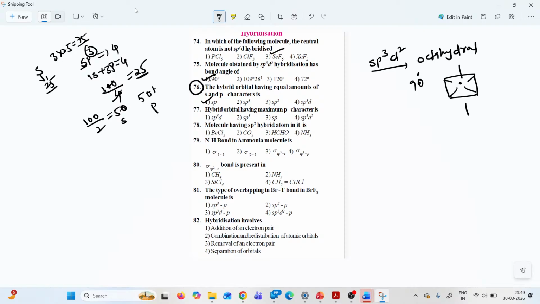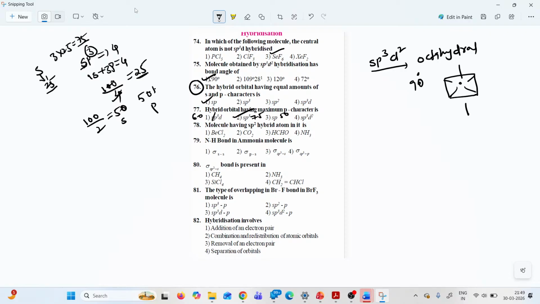Next one. Hybrid orbitals having maximum p character. In sp3d hybridization, how many orbitals are there? 1, 3, 1, so 5 orbitals. 100 divided by 5 means each orbital gets 20. So 20 into 3 gives 60. In the others we have 75, and 50. sp3d will not be the answer, and for sp3d2, 6 orbitals will come. 100 divided by 6 gives about 16. So the answer is sp3 hybridization.